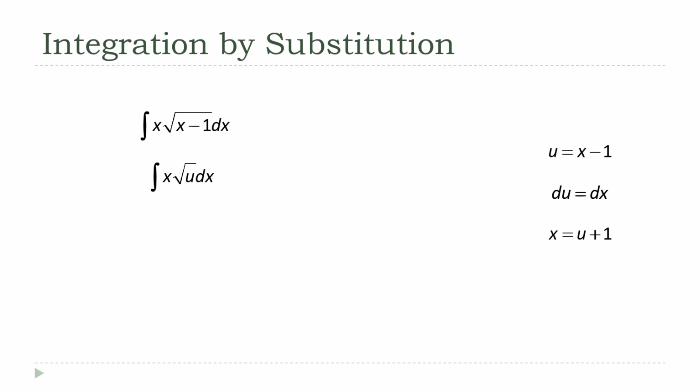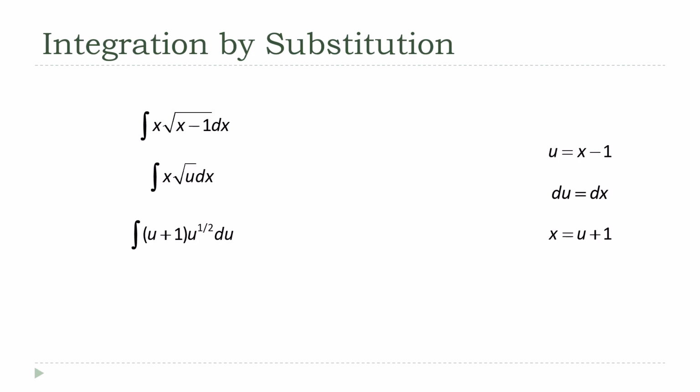So here's what I'm going to do. I'm going to take that substitution, u equals x minus 1, and solve it for x. And we get x equals u plus 1. So there are my two substitutions. I'm going to replace dx with du, and I'm going to replace x with u plus 1. And this is what we get: the integral of u plus 1 times u to the 1/2, I went to a fractional exponent, times du.